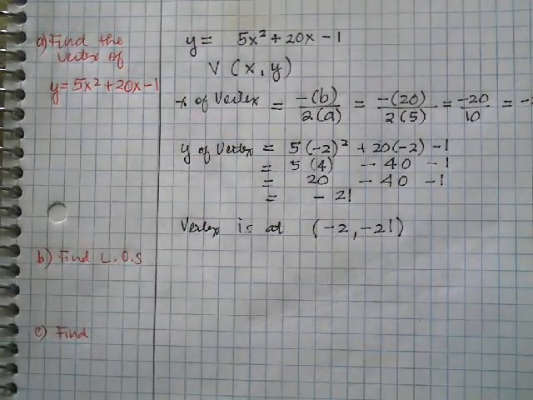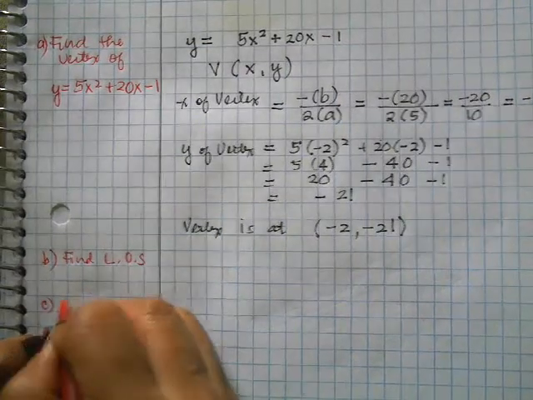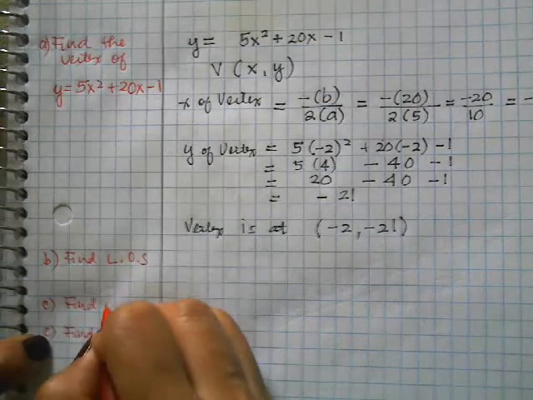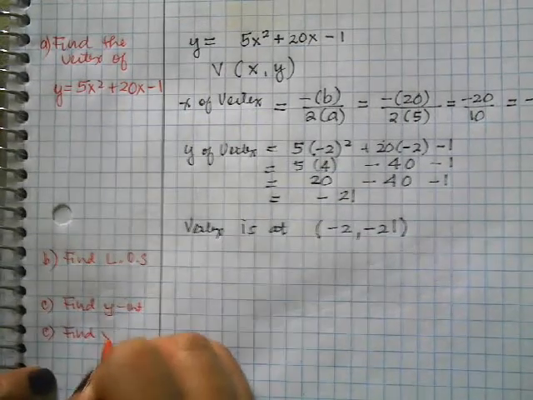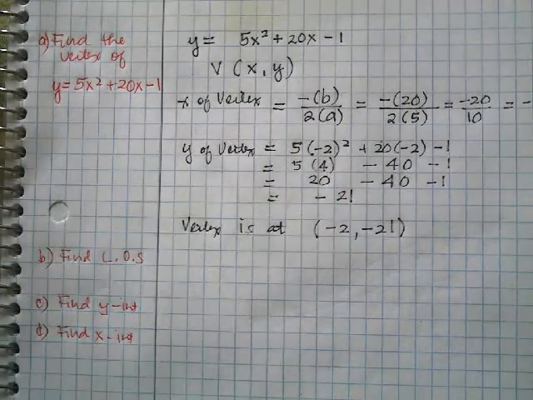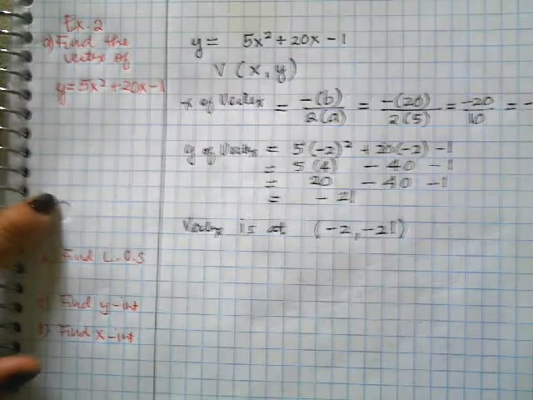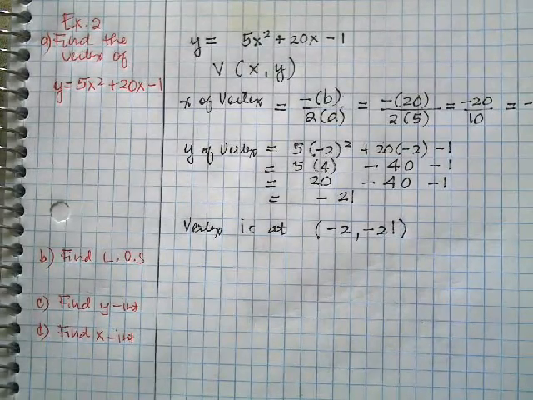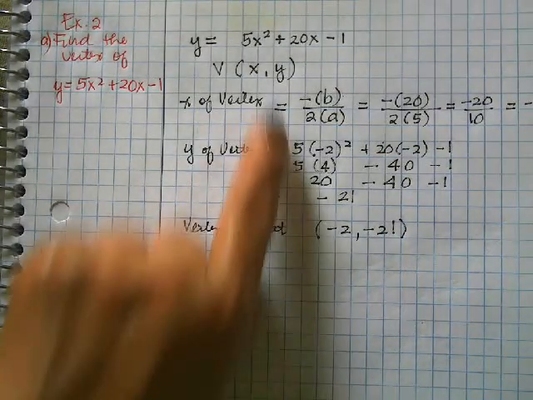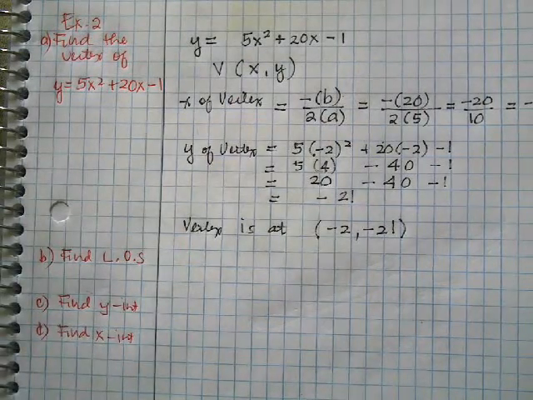Find y-intercept and then find x-intercept. Okay, so for this, let's call this example 2. We already found the vertex for this parabola. Now we're going to find the line of symmetry.